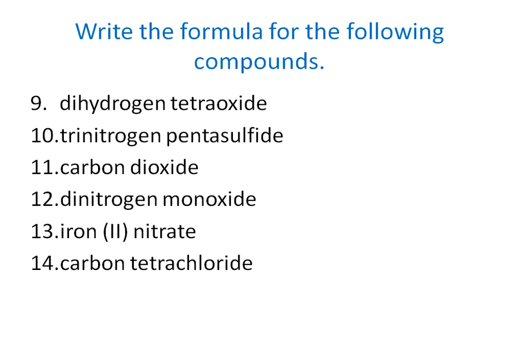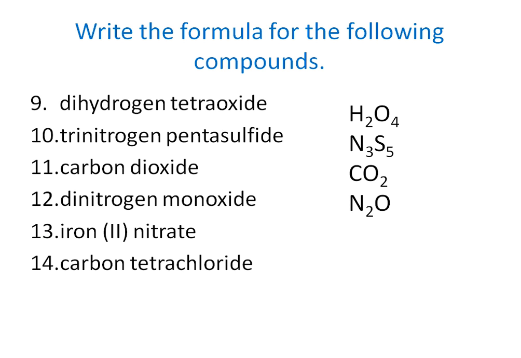Write the formula for the following compounds. Dihydrogen tetraoxide would be H2O4. Trinitrogen pentasulfide would be N3S5. Carbon dioxide would be CO2. Dinitrogen monoxide would be N2O.